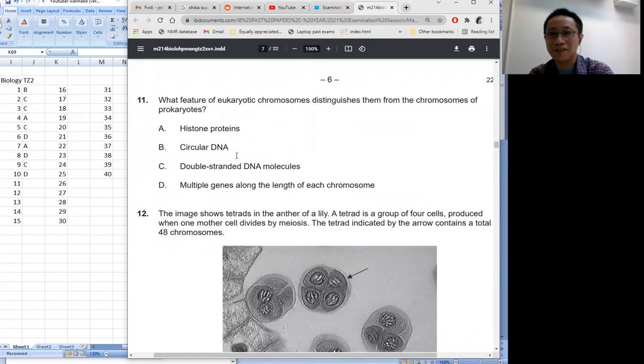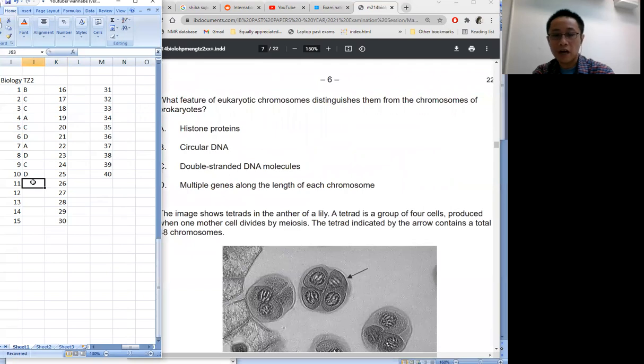Question 11, what feature of eukaryotic chromosomes distinguishes them from the chromosomes of prokaryotes? Eukaryotic chromosomes definitely have histone proteins. They're not circular, they're more like linear. Double-stranded is true for all kinds of chromosomes. Multiple genes along the length of each chromosome is not true, because even the circular chromosome that bacterial cells have contains multiple genes.